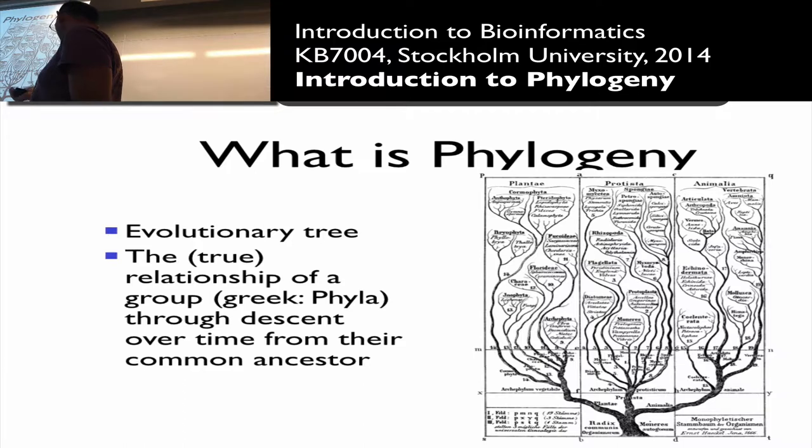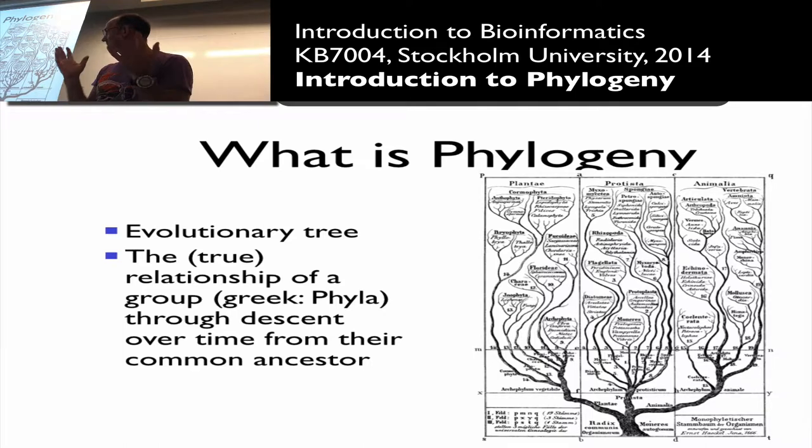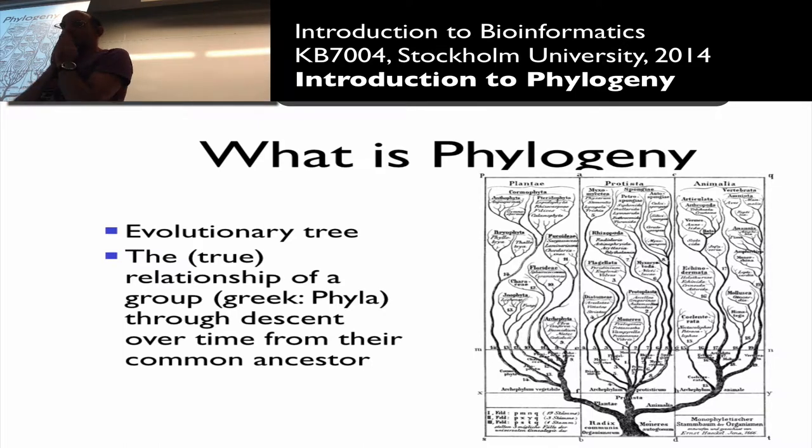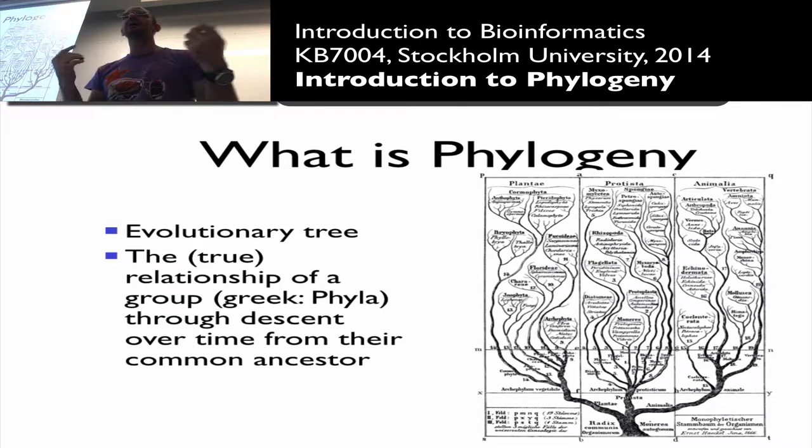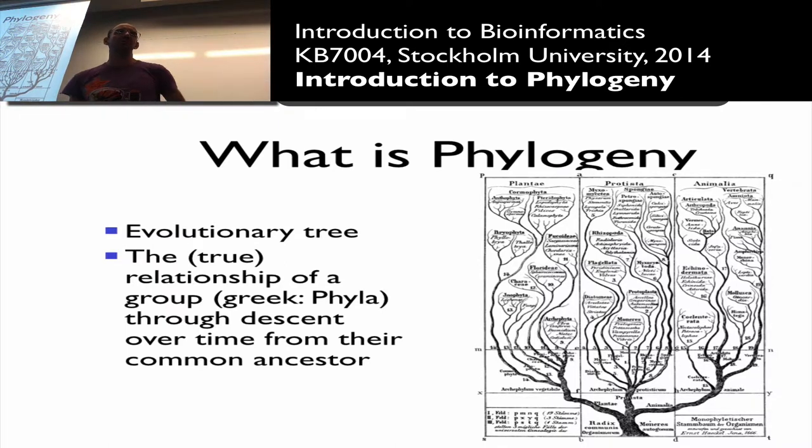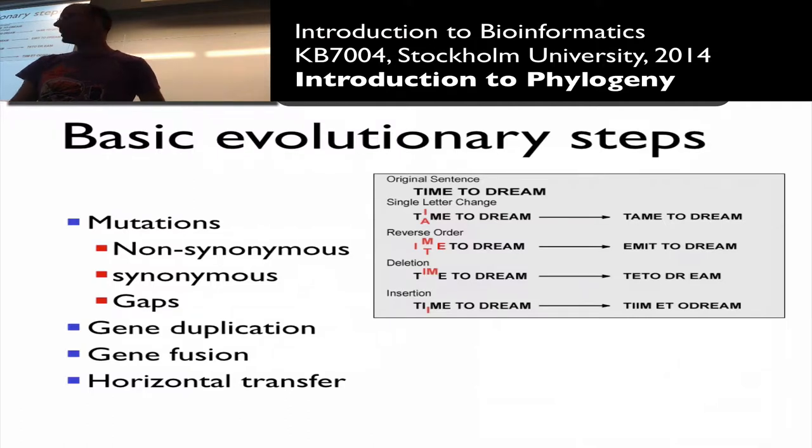This is an old tree from plant proteins, small cell organisms and animals. So basically, we want to know how these genes, these species, these organisms relate to each other. So we should think about some basic evolutionary steps. This is basically what we do when we do the alignment.